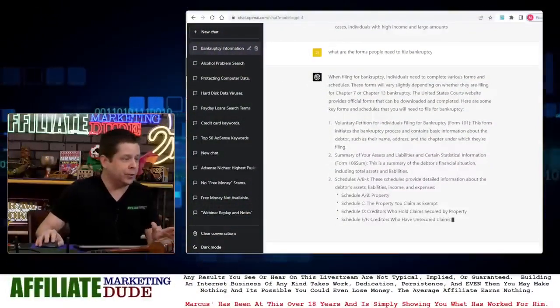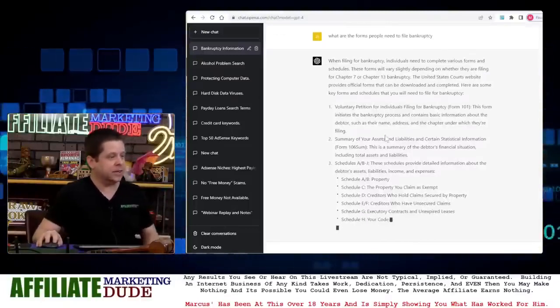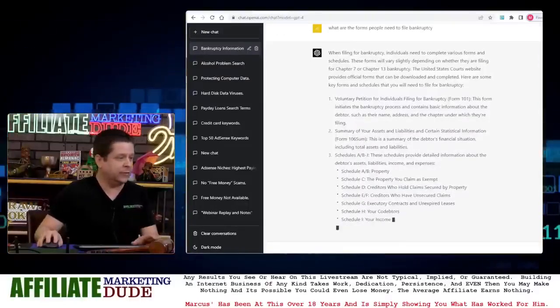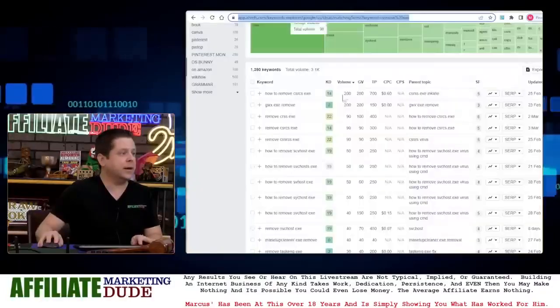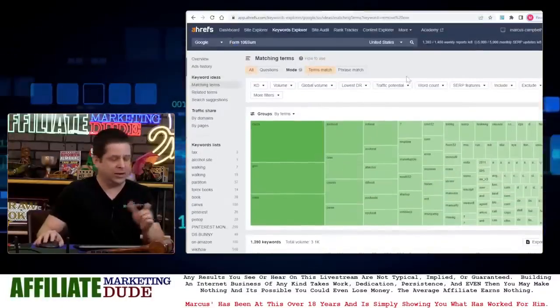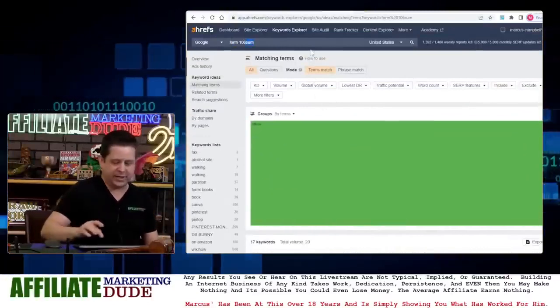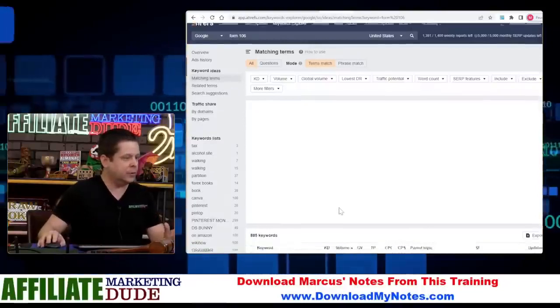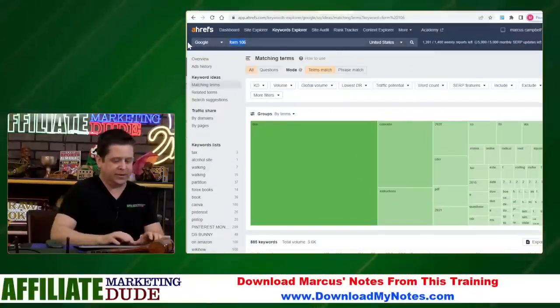Okay, so we're going to go through and we're like, hey, check it out. Here are the forms: voluntary petition, summary of assets and liabilities. So there you go, Form 106. Okay, right like this. We go here, Form 106, and you're going to find out people actually do search for this. Now that's a little low, so we'll take the SUM off it, and we got Form 106. Okay, Form 106. We could even do bankruptcy forms.